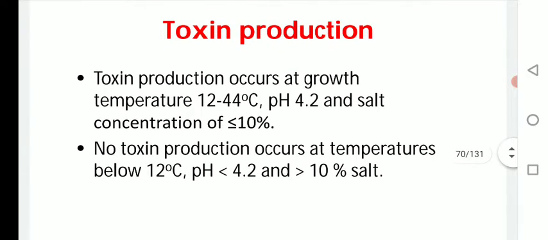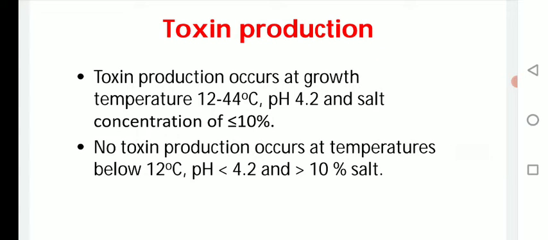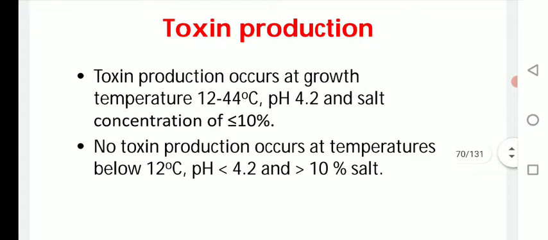Then toxin production. Toxin production occurs at a growth temperature of 12 to 44 degrees Celsius, at pH 4.2, and at a salt concentration less than or equal to 10%. No toxin production occurs at a temperature below 12 degrees Celsius, pH greater than 4.2, and salt concentration greater than 10%. So these are important parameters as far as toxin production is concerned.